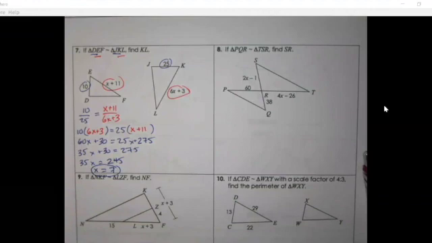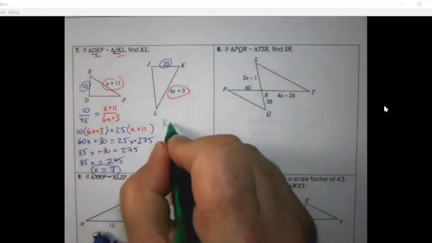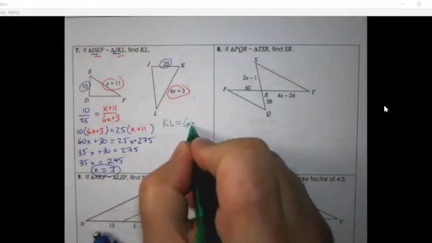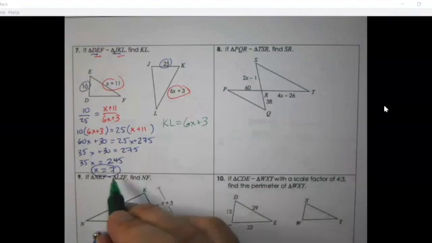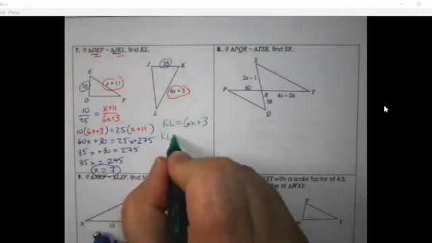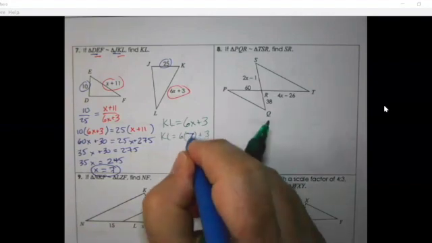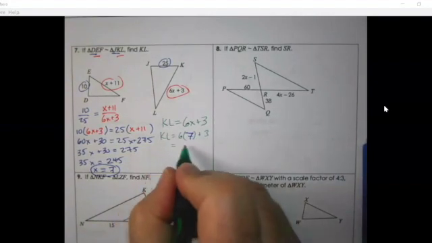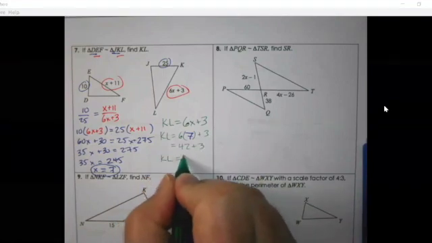But this time we're not over there. It wants us to find KL. KL is 6x plus 3, and we just found x is 7, so KL equals 6 times 7 plus 3, which means KL is 42 plus 3. So KL is equal to 45.